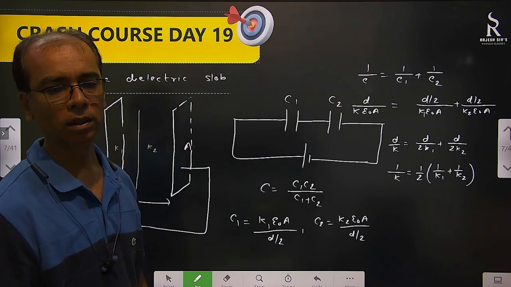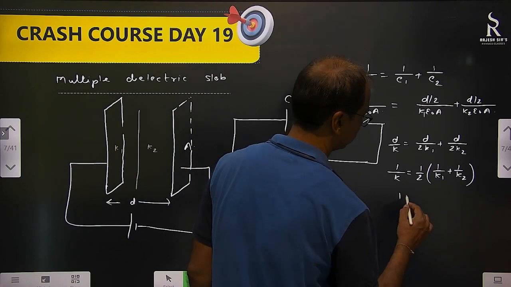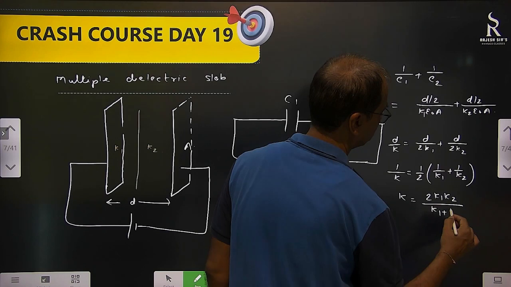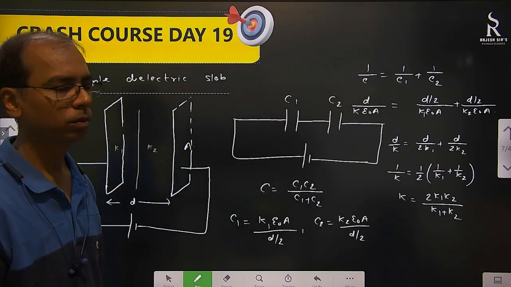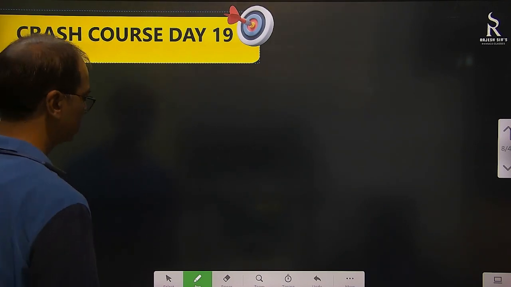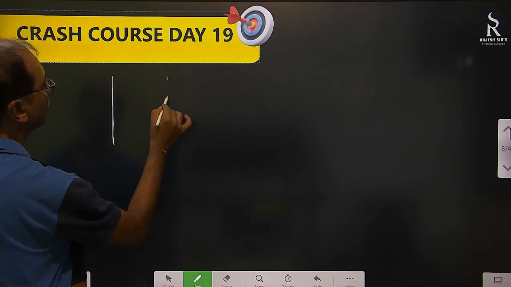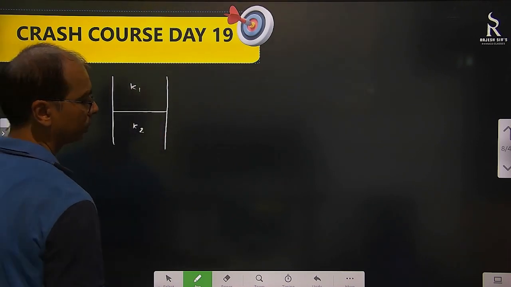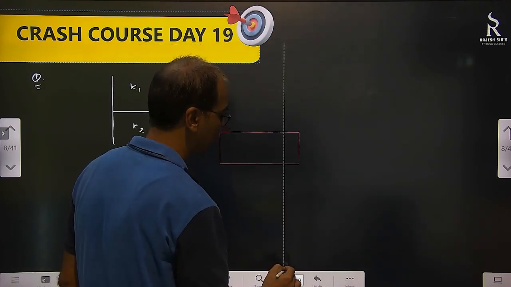Like this we can find the value of K, which is 2 K1 K2 by K1 plus K2. Then if we change it, we are going to make it parallel. See then, next question if we write, if it's parallel, it's like this. This is K1, this is K2. Then what will be the net effective, not thermal conductivity, effective conductivity.